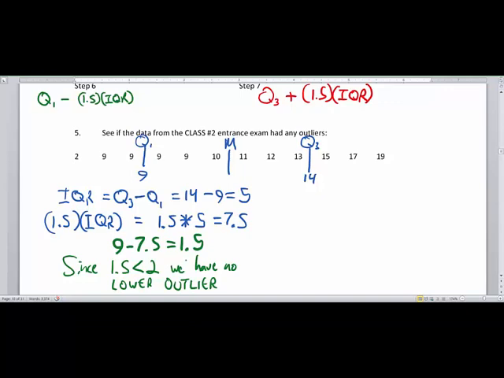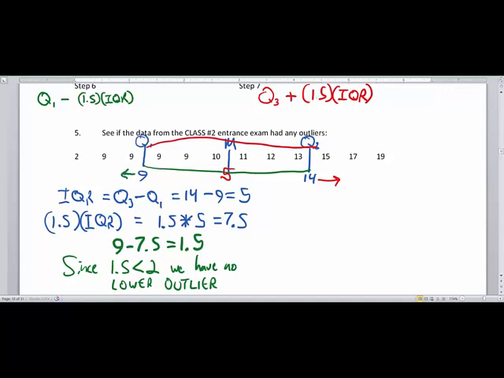The outliers are determined by how wide the distance is between the Q1 and the Q3. This distance between the Q1 and the Q3 is a gap of 5. So if we take that distance of 5 between 9 and 14 and multiply it by 1.5, we get a distance of 7.5 away from either of these. So we're going to go 7.5 away from the 14, and 7.5 away from the 9.